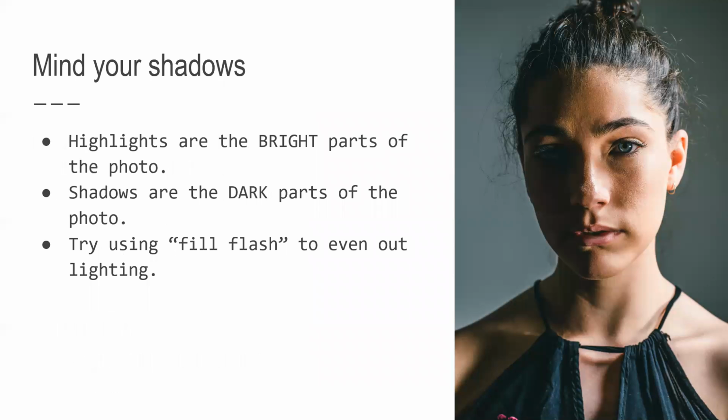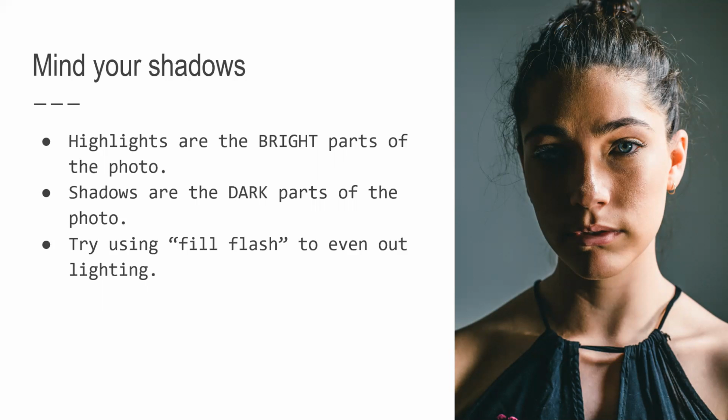Just to talk about shadows a little bit more, when you're editing and maybe when you're playing around with some of the settings on your phone in your camera, if you have them, just to put it in very simple terms, highlights are the bright parts of the photo. If you look at the picture on the right, this person's face is in light. Those would be the highlights of the picture, and then the shadows are the darker parts of the photo, like the left parts of her face.